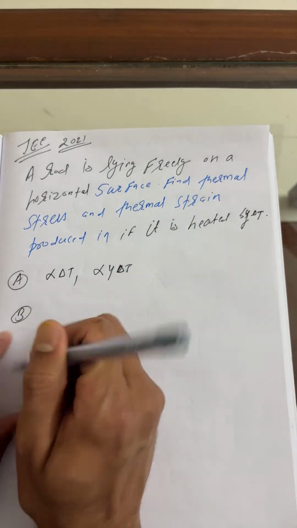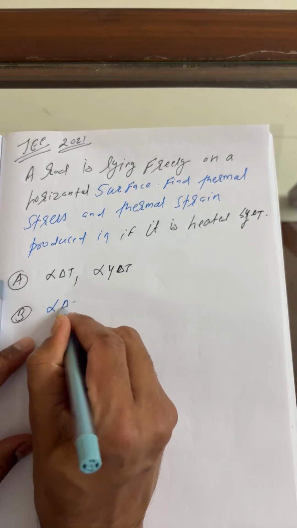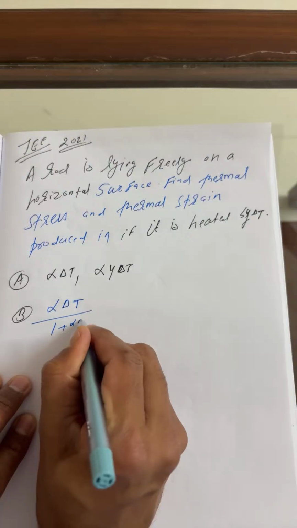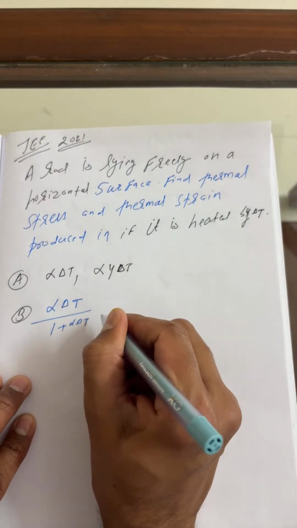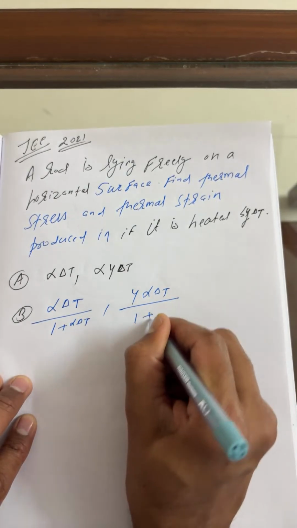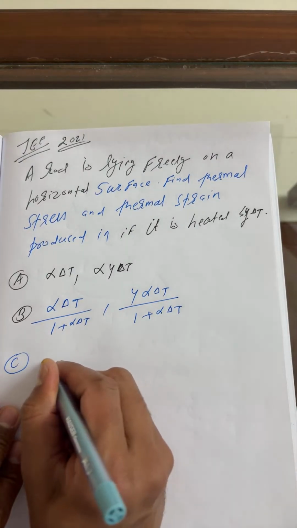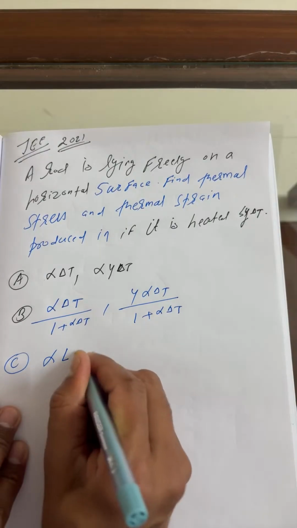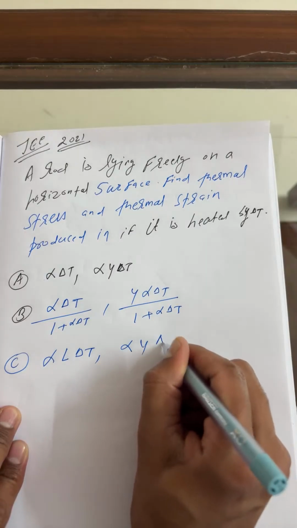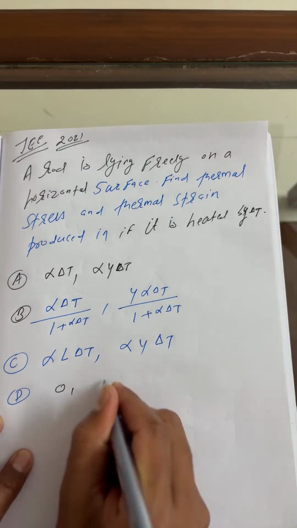Next option B: alpha delta T upon 1 plus alpha delta T, and Young's modulus times alpha delta T upon 1 plus alpha delta T. Next option C: alpha L delta T, alpha Young's modulus delta T. The last option is 0, 0.